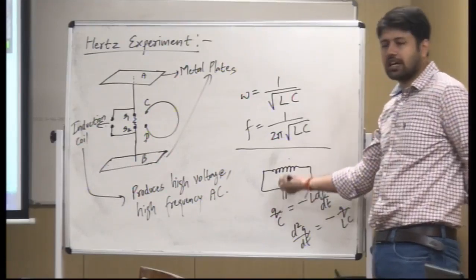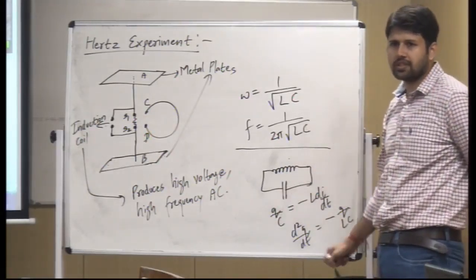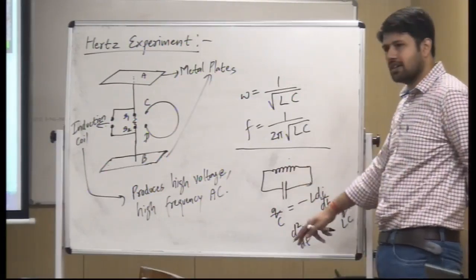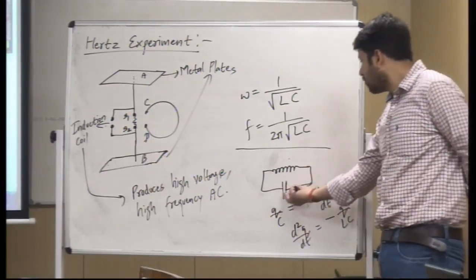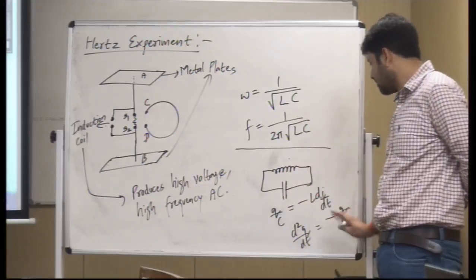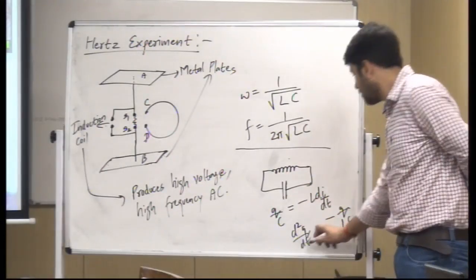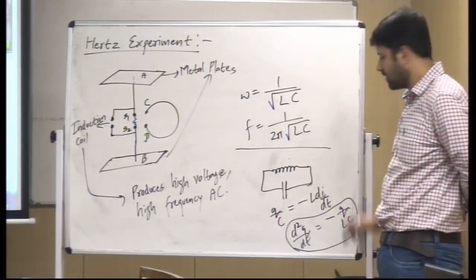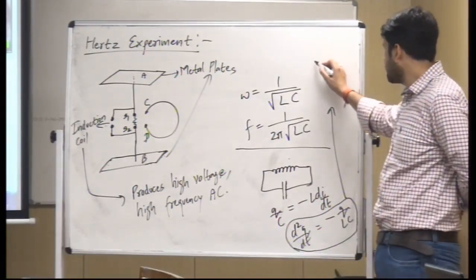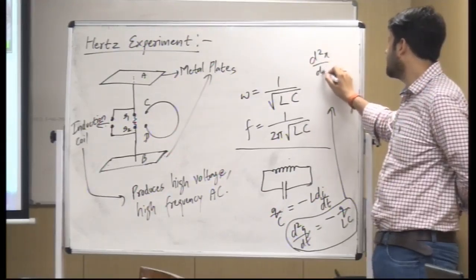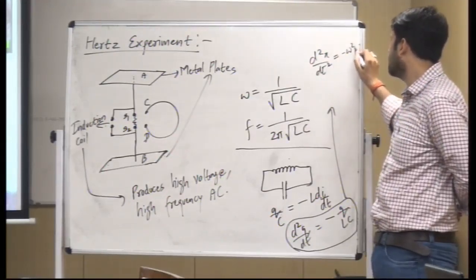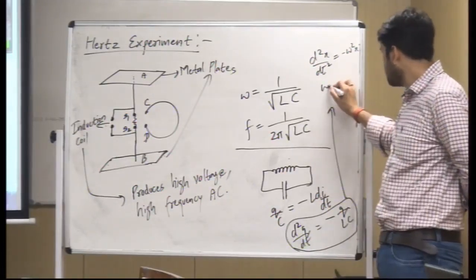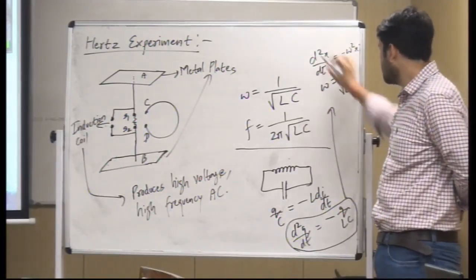The capacitor was charged and the switch was open, so the inductor had no energy in itself. Okay, so when you connected, what happened? The voltages became equal, and the charge on the capacitor plates was satisfying this relation, and this is quite similar to d square x by dt square is equal to minus omega square x. Remember the equation of SHM? So omega in this case was 1 by root LC.